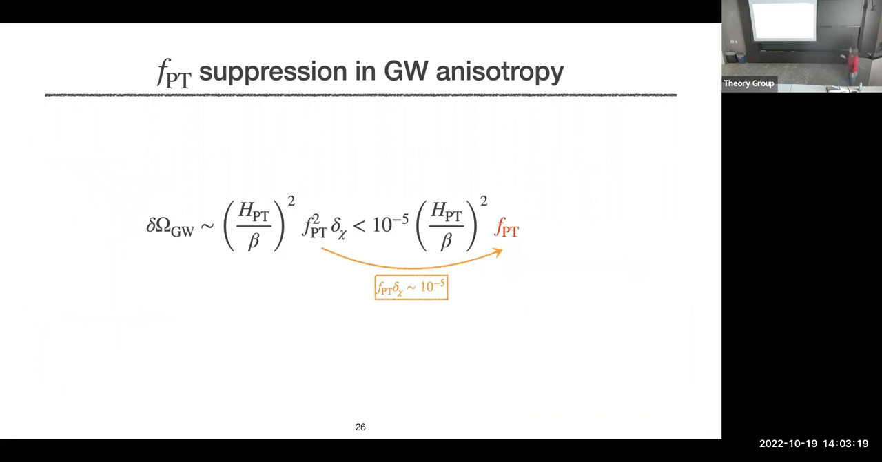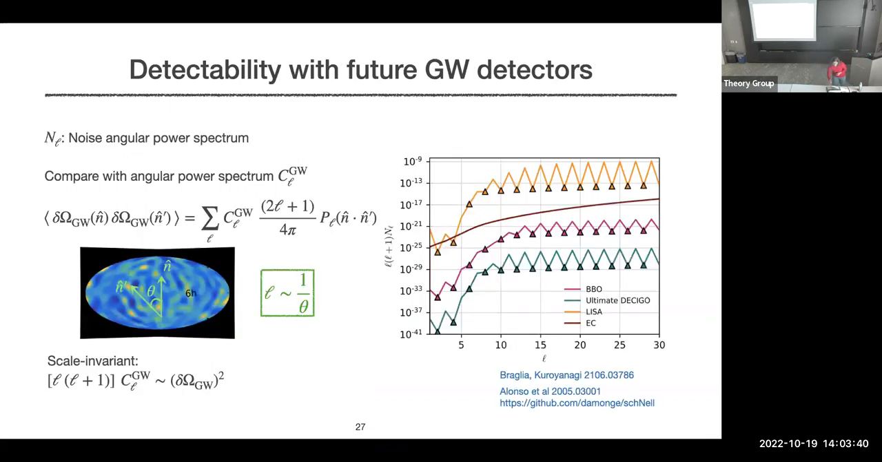And if I consider anisotropies, which is what I'm interested in, and I take the isotropic gravitational wave signal, multiply by delta chi, and even if I put the best case scenario where this FPT delta chi can be at most 10 to the power minus 5, I still have one power of suppression in the anisotropies with this factor FPT. And to see from the experimental perspective how bad the situation is, I want to compare it to the sensitivity of various gravitational wave detectors to anisotropies.